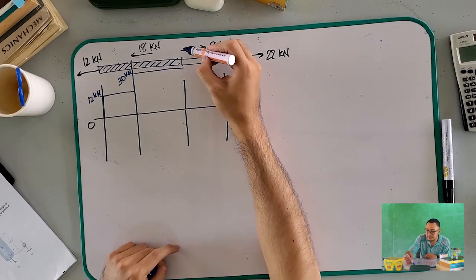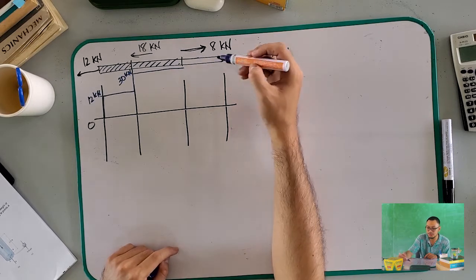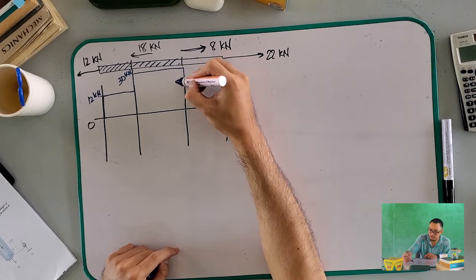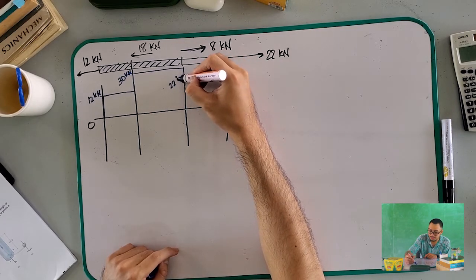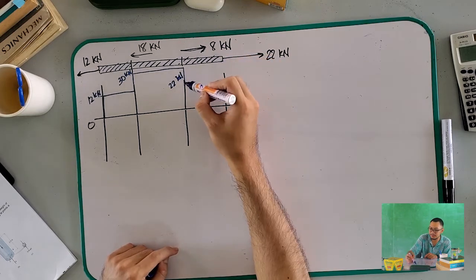And now it goes to the right. So it goes down by 8 kilonewtons. So 30 minus 8 is 22. So it becomes 22 kilonewtons. And there is no loading here, so it is constant.